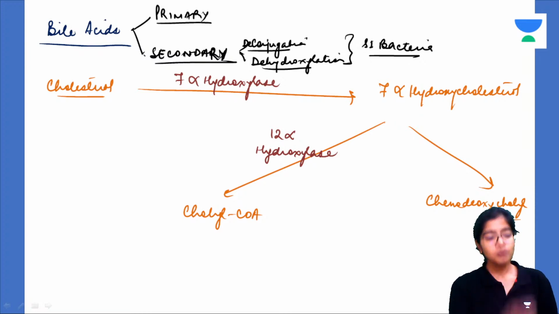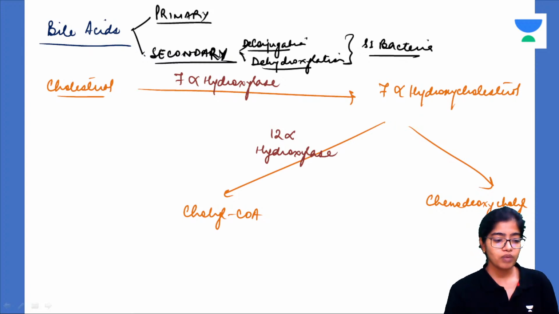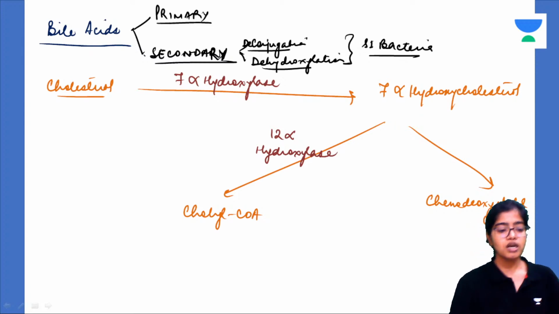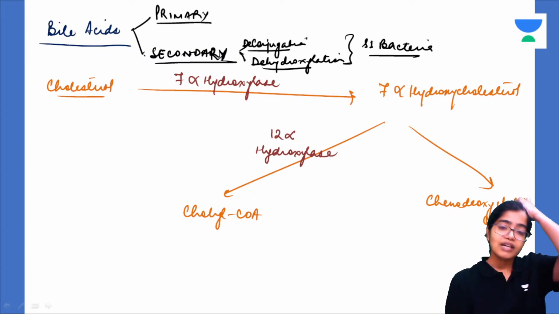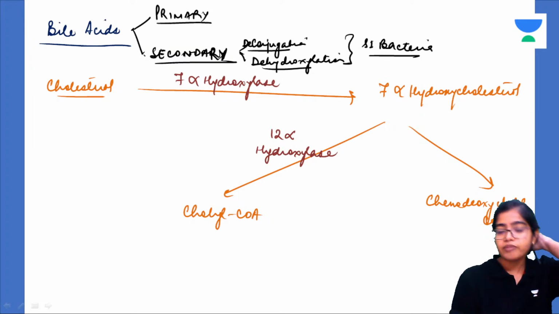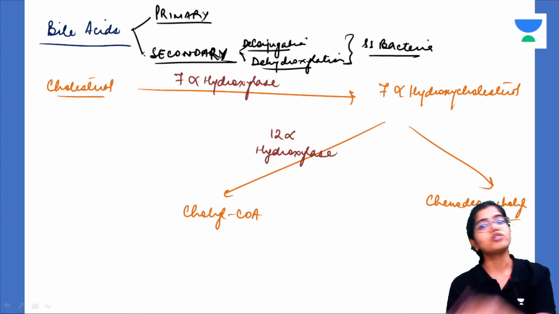Now we'll learn how the primary bile acids are formed. The primary bile acids are formed when cholesterol undergoes 7-alpha hydroxylation. What is the enzyme? 7-alpha hydroxylase. This 7-alpha hydroxylase will add a hydroxy group on the 7th alpha carbon of cholesterol. Okay, the 7th alpha carbon of cholesterol will have one hydroxy group added because of the enzyme 7-alpha hydroxylase.